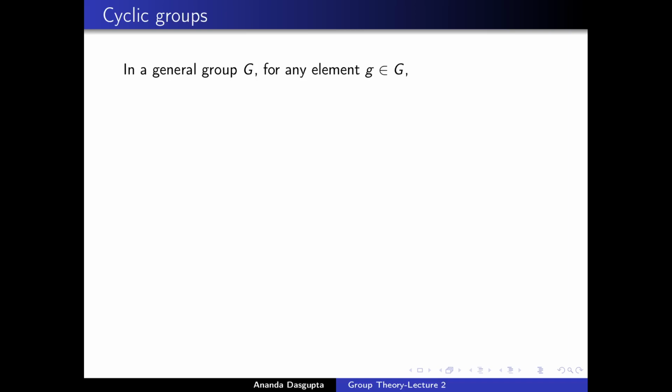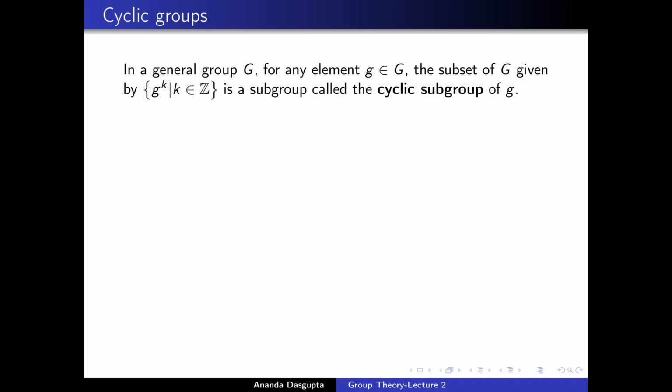So this set of all integer powers g to the k, where k belongs to the set of integers, is a subgroup of capital G. It's called the cyclic subgroup of small g. So if you pick a different element, you may very well end up with a different cyclic subgroup.